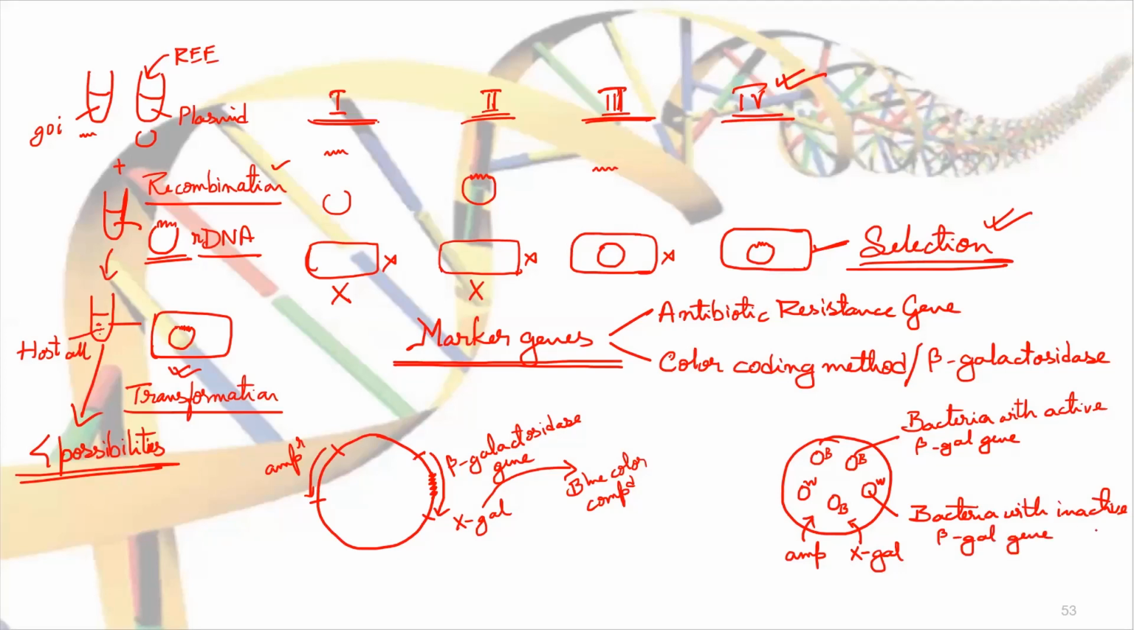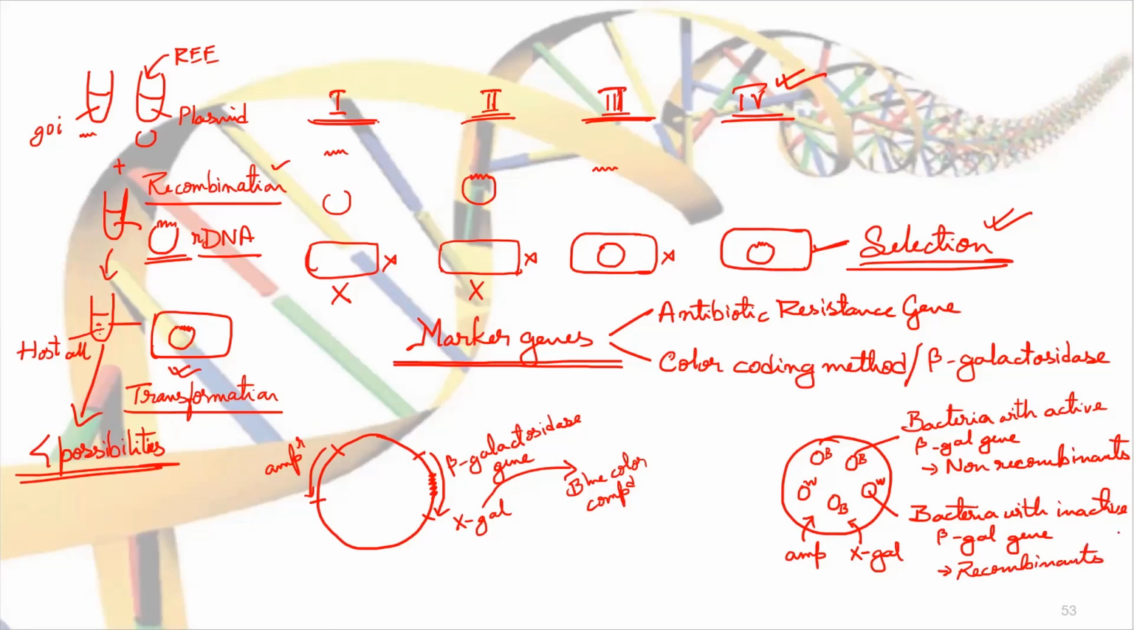Right? What does it mean? If the bacteria contains active beta-galactosidase gene, it means there is no recombination, and therefore these are not the ones which we are looking for. But if there is an inactive beta-gal gene, inactive because there is a successful recombination, these are recombinants.